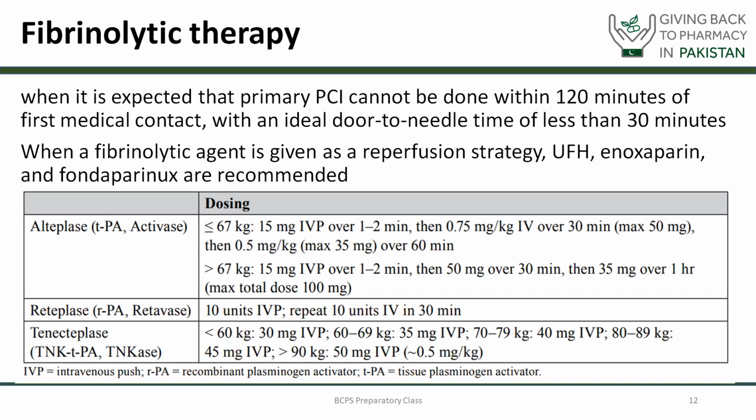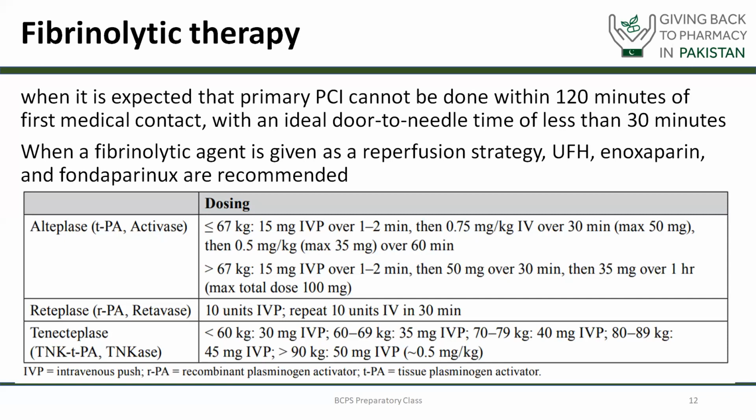There are alteplase, reteplase, and tenecteplase. Mostly we are using alteplase. In alteplase, we have a 50 milligram vial. There are usually two vials for one dose because 100 milligrams is the maximum dose. So this is the dose: if below 67 kg weight, 15 milligrams IV push over 1 to 2 minutes, then 0.75 milligram per kg IV over 30 minutes, then 0.5 milligram per kg over 60 minutes. This is the fibrinolytic therapy.